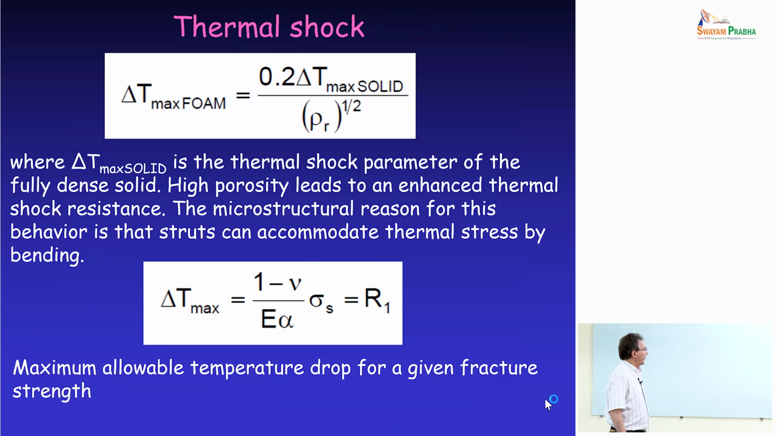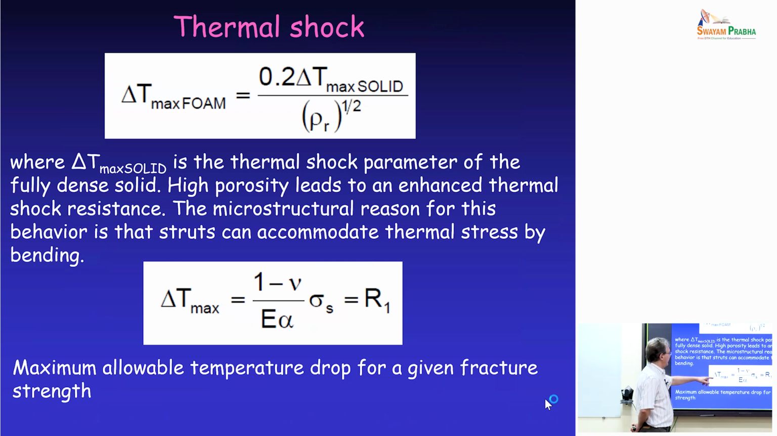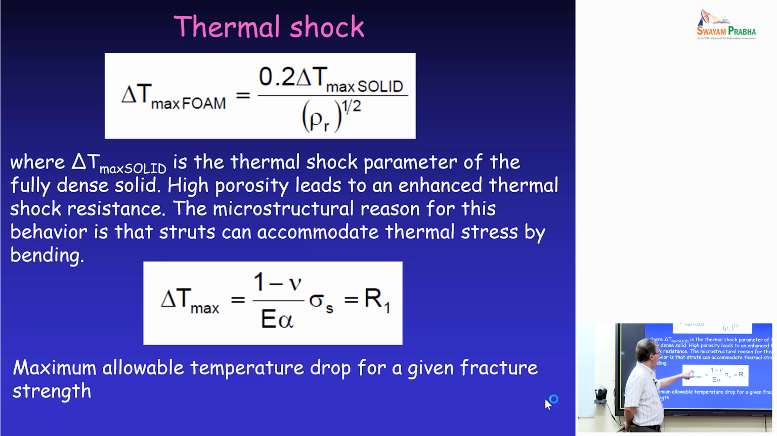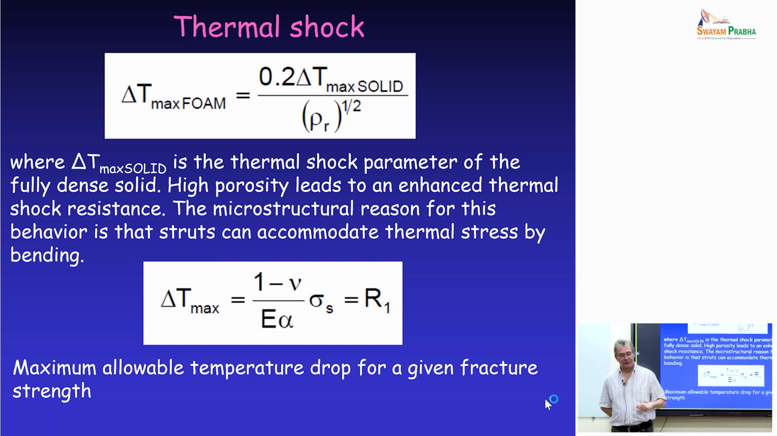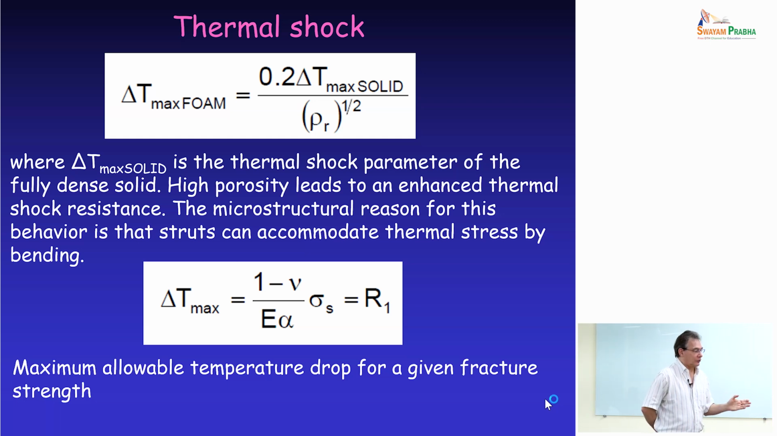In terms of thermal shock, if you look at this equation, you can increase the delta in temperature at which you subject your material based on these parameters. This is the Poisson ratio. So one way of increasing the thermal shock resistance is to increase the strength of the material, or select the material with the best strength.